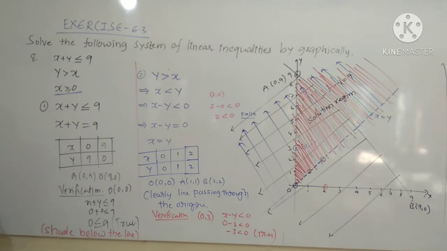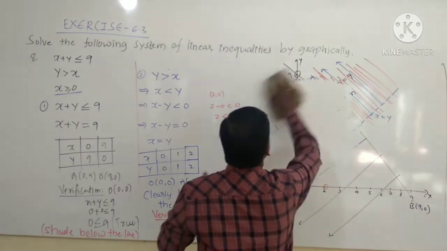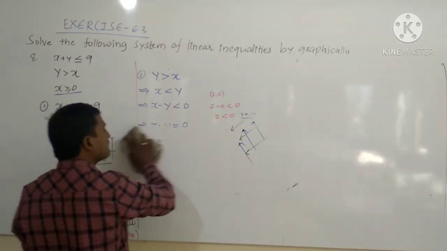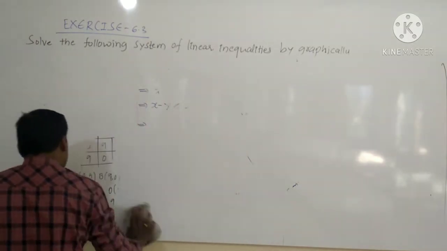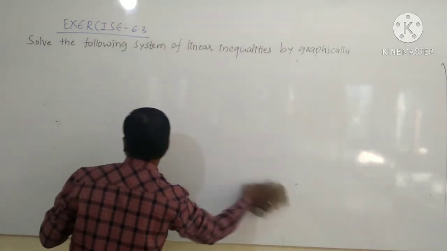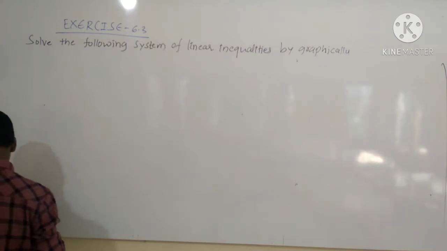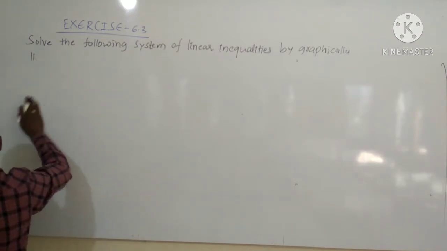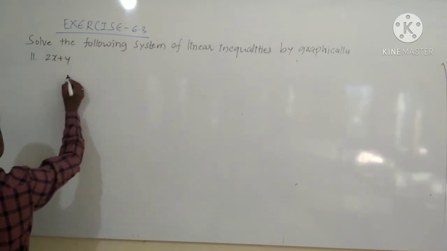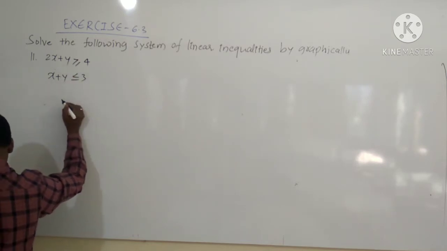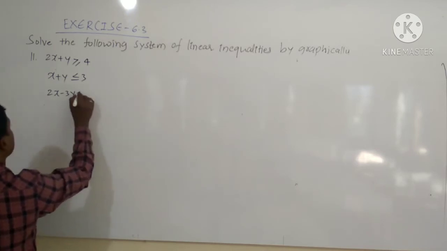Okay, we'll go to the next question. Question number 11. 2x plus y is more than or equal to 4. x plus y is less than or equal to 3. 2x minus 3y is less than or equal to 6.